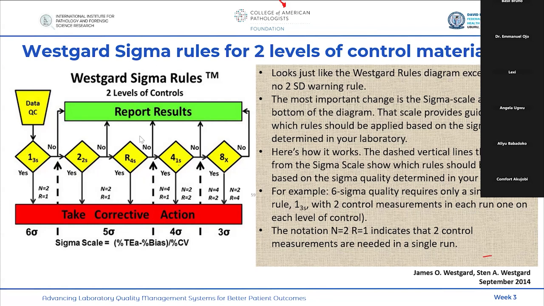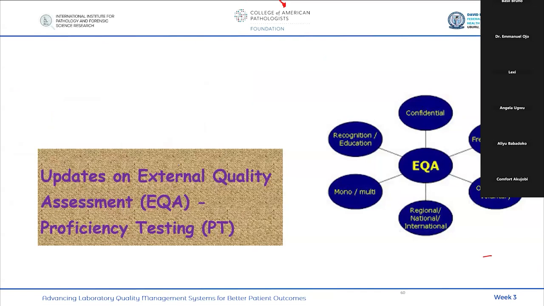So the main catch of the Westgard sigma rule is that the number of multi-rules needed for acceptability of a run in your lab depends on the sigma rating of your laboratory. That is just the concept, and that is what has been explained on this part. Let's continue.